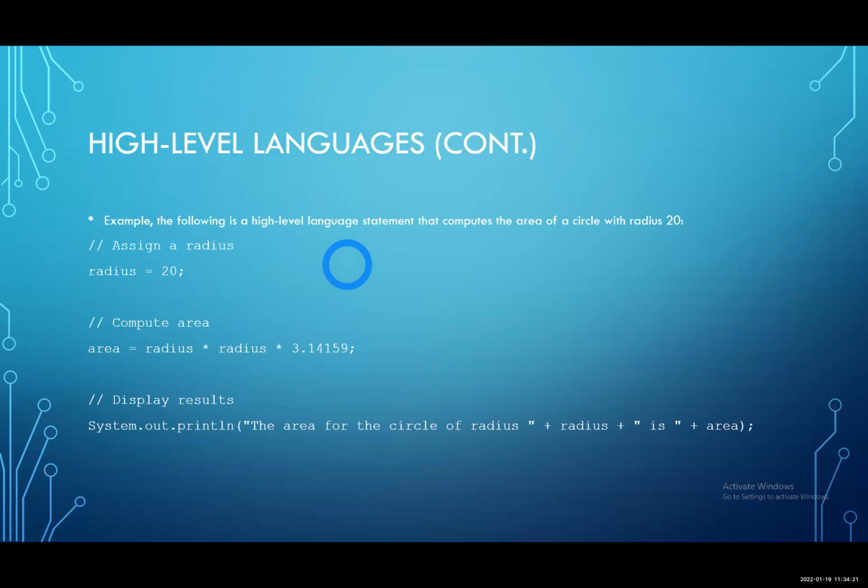Here is an example of a high-level language, Java specifically. Radius equals 20. Well, that's easy to understand. I have some variable radius and it equals 20. So if I were to ask you what's the value of radius, hopefully you would answer 20. I'm trying to compute the area. Area equals, everybody knows how to compute the area of a circle, right? Pi r squared. That's terrible. I know you all didn't know that answer. The area of a circle is pi r squared.